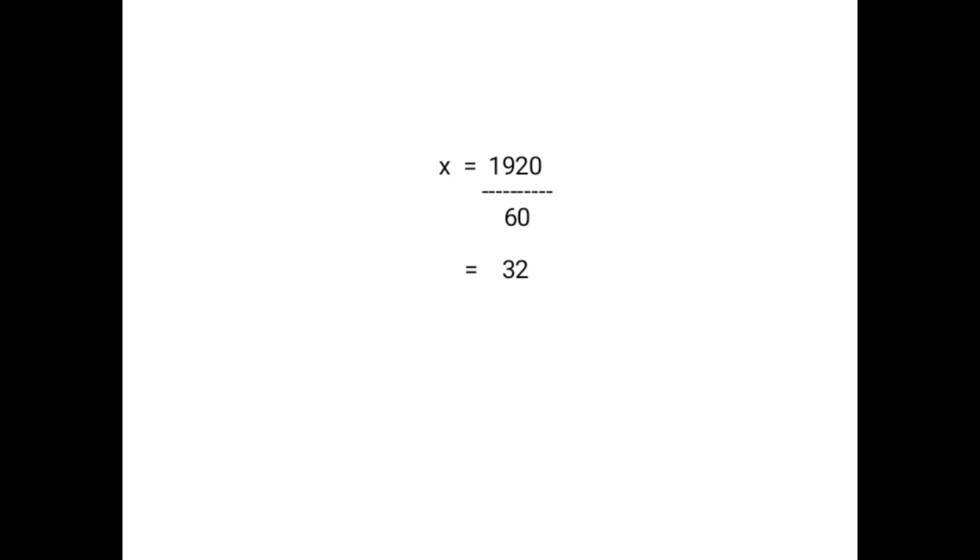So again cut one 0 from the numerator and denominator. X is equal to 192 upon 6. After cutting one 0 on the numerator and the other 0 on the denominator, X is equal to 192 upon 6. When you divide 192 by 6, the answer is 32. Therefore, the bunches of feed is 32 for 1280 rupees.